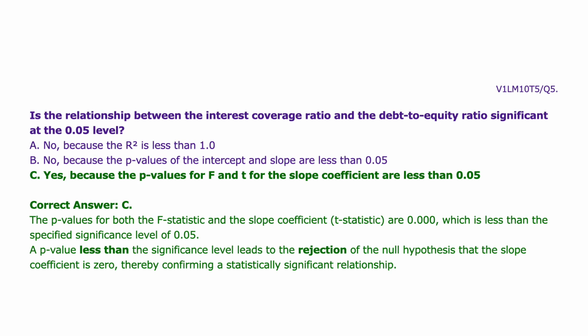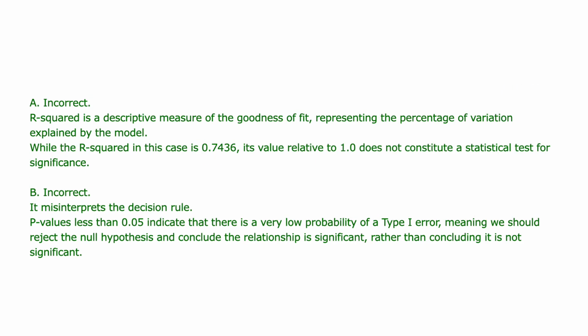Both the slope coefficient's t-test and the overall F-test have p-values equal to 0.000, which are less than 0.05. This means the null hypothesis, slope equals 0, is rejected. R squared is only descriptive and does not determine significance. P-values below 0.05 indicate significance, not insignificance.